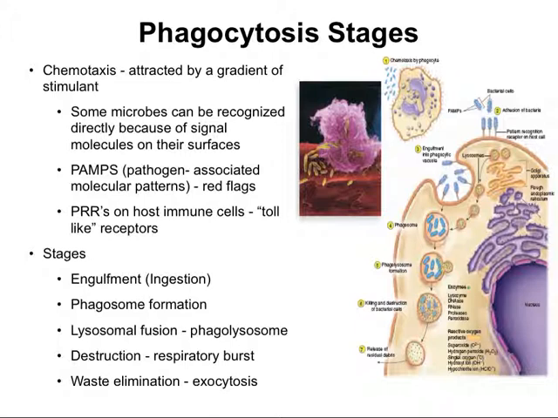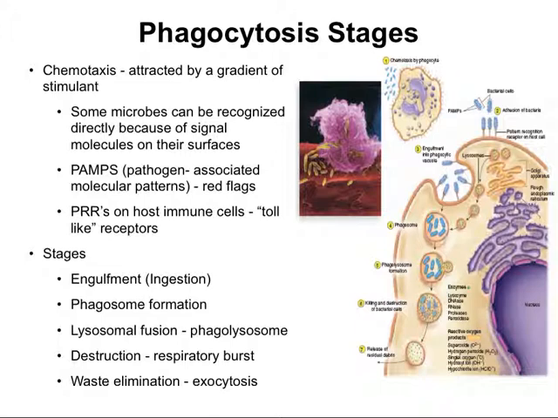We've already discussed the idea of chemotaxis. The phagocytes are attracted by a gradient of stimulant or chemicals to the site of inflammation. Some microbes can be recognized directly because of signal molecules on their surface. These signal molecules are called PAMPs, or pathogen-associated molecular patterns. PAMPs are not present in mammalian cells, so they act as red flags to the cells of our innate immune system, that is, our non-specific immune system.